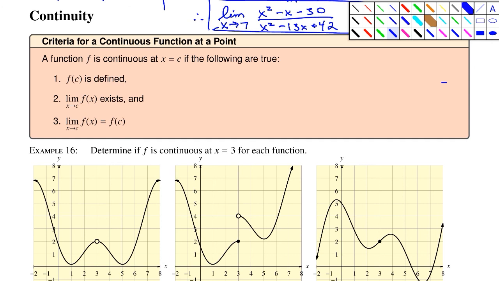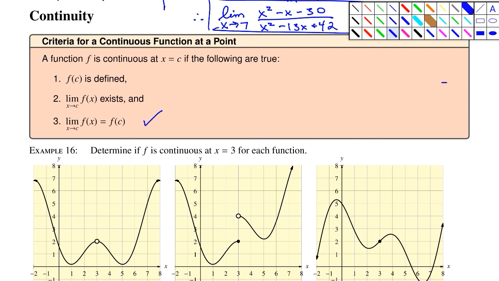Number 2, the limit as x approaches c of f of x exists. So you got to have a limit that works, which implies that both the left and the right side works and is the same. And then part 3, the limit as x approaches c of f of x is equal to f of c. And this is sort of the biggie one right here. Because if you can get number 3 to work, then that shows that the other 2 had to work as well. Number 3 says, I was able to get a value for the limit, I was able to get a value for f of c, and those values happen to be the same.